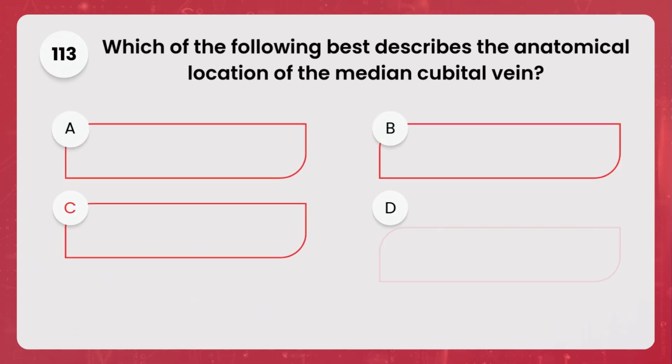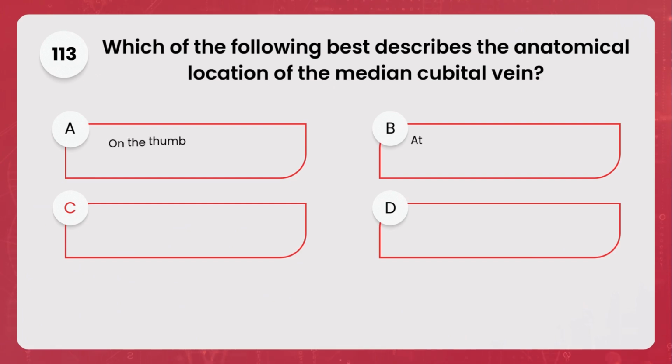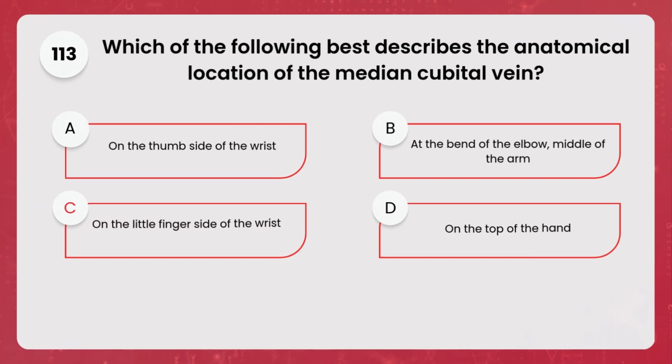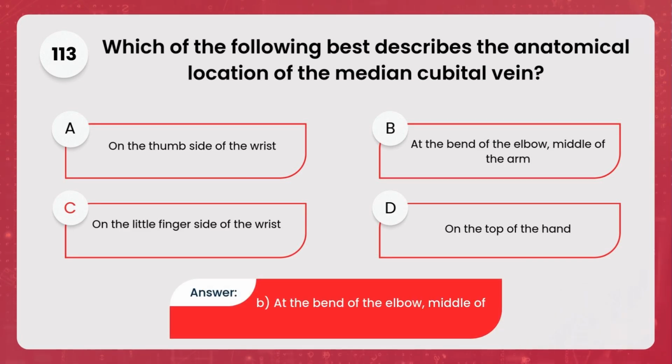Number 113. Which of the following best describes the anatomical location of the median cubital vein? A. On the thumb side of the wrist, B. At the bend of the elbow, middle of the arm, C. On the little finger side of the wrist, or D. On the top of the hand? The answer is B. At the bend of the elbow, middle of the arm.